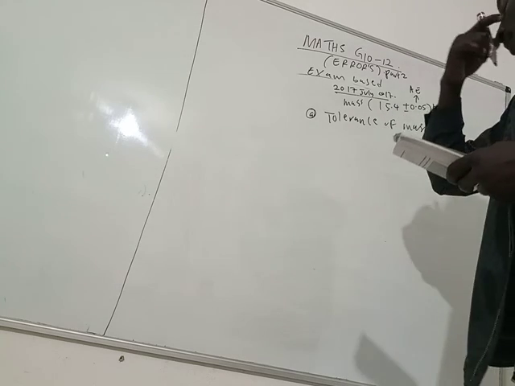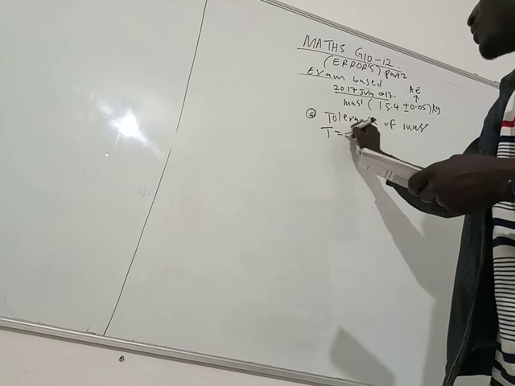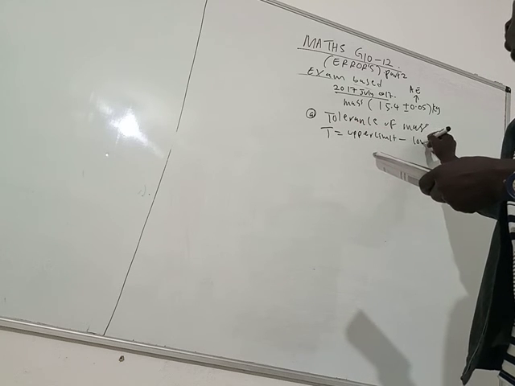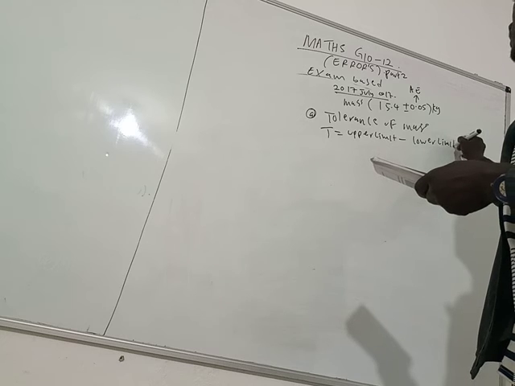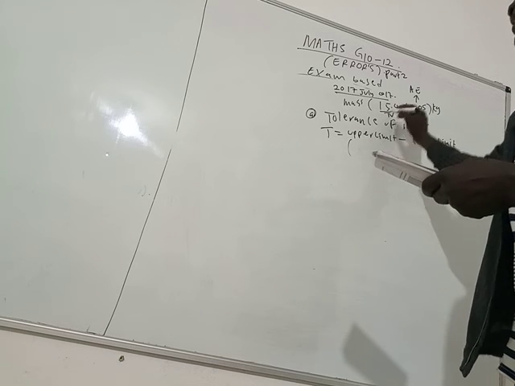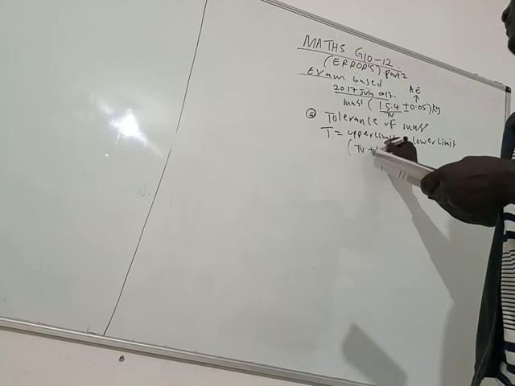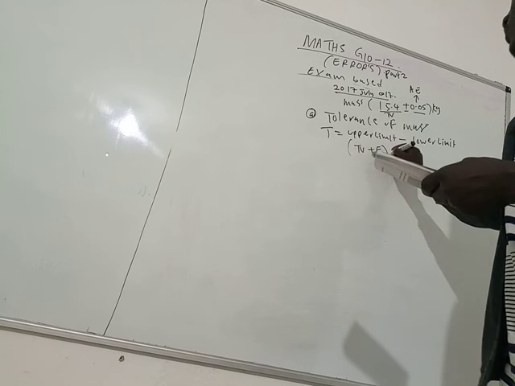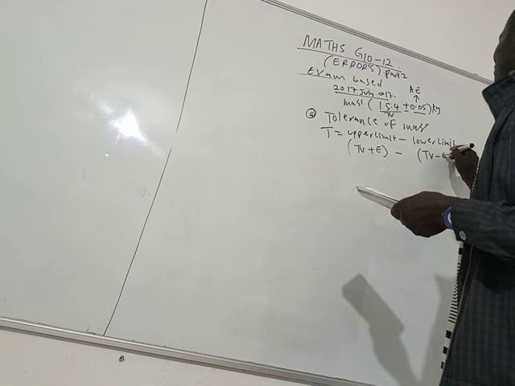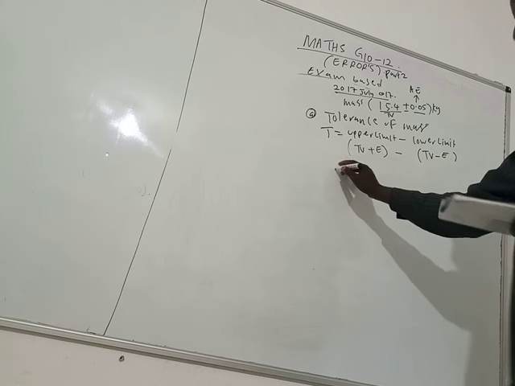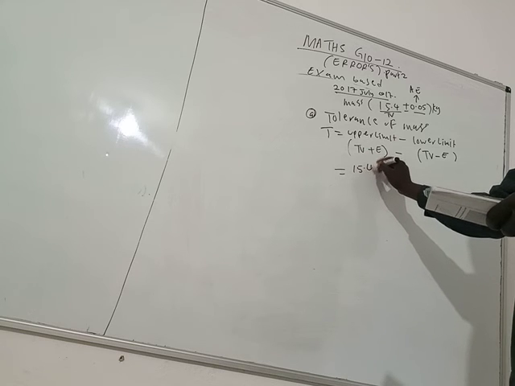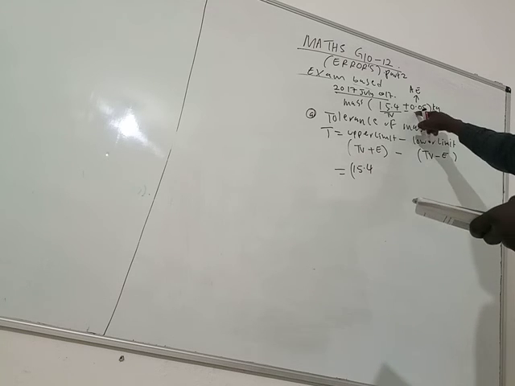So remember, tolerance is equal to upper limit minus lower limit. And the upper limit is your true value plus the error that they've given you, minus the lower limit, which is the true value minus the error that they've given you. Very straightforward. The true value is 15.4. The error is the one that they've given you there.